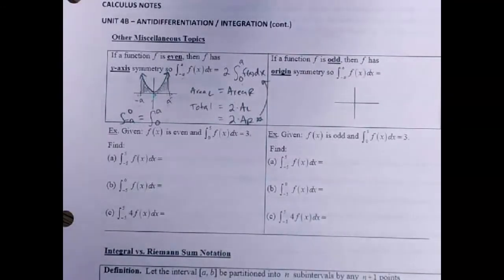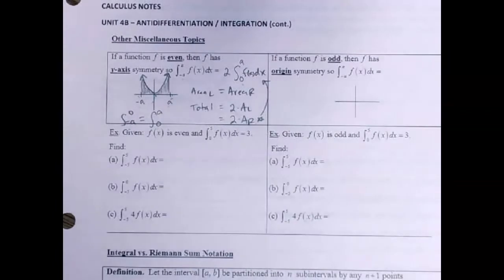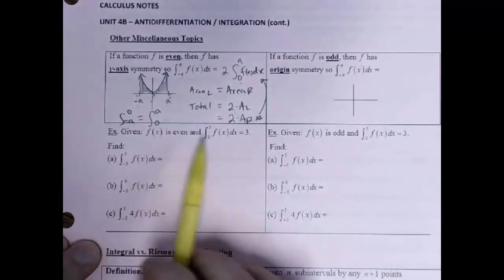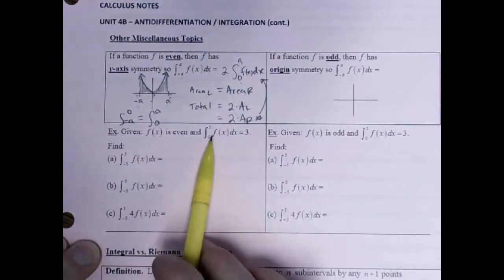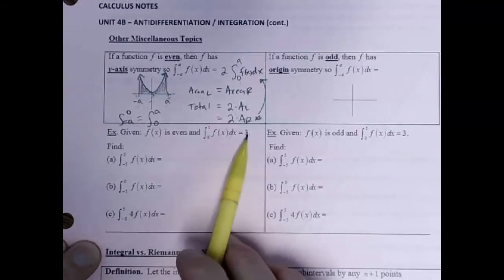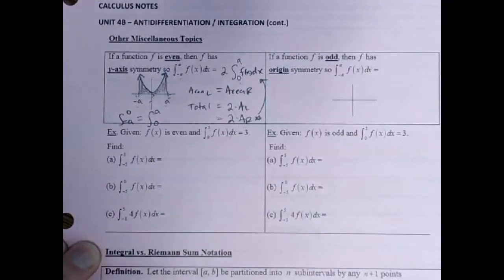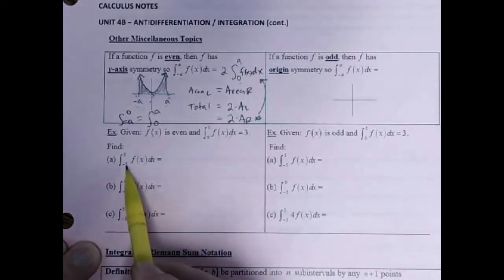All right, so let's look at a couple of examples underneath it. It says, given some even function, the integration from 0 to 5, so that's basically the right side of the function, that area is going to be 3. So I know the area on the right is 3. Then here it says, what's the area from negative 5 to 5?